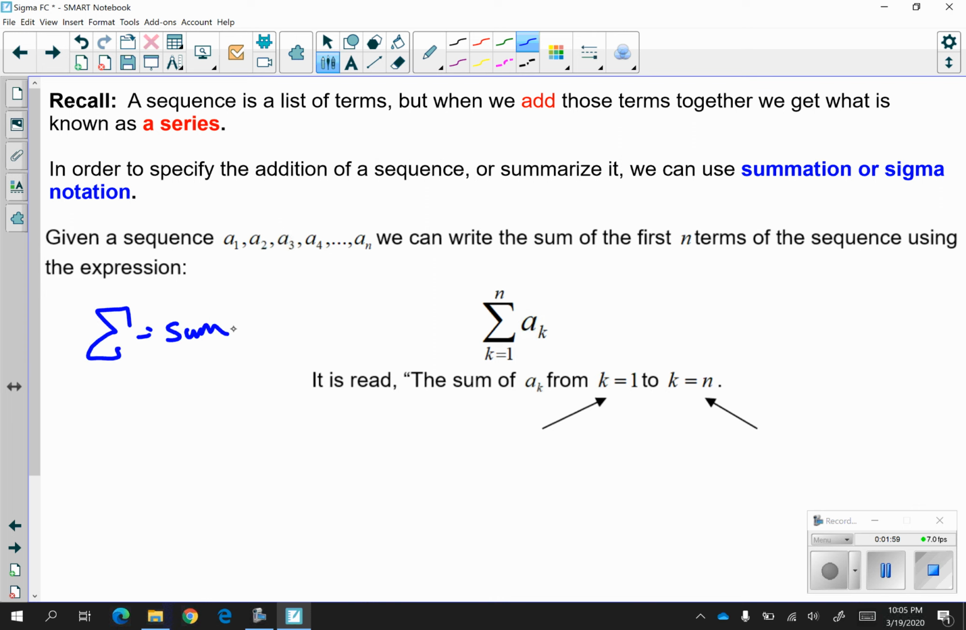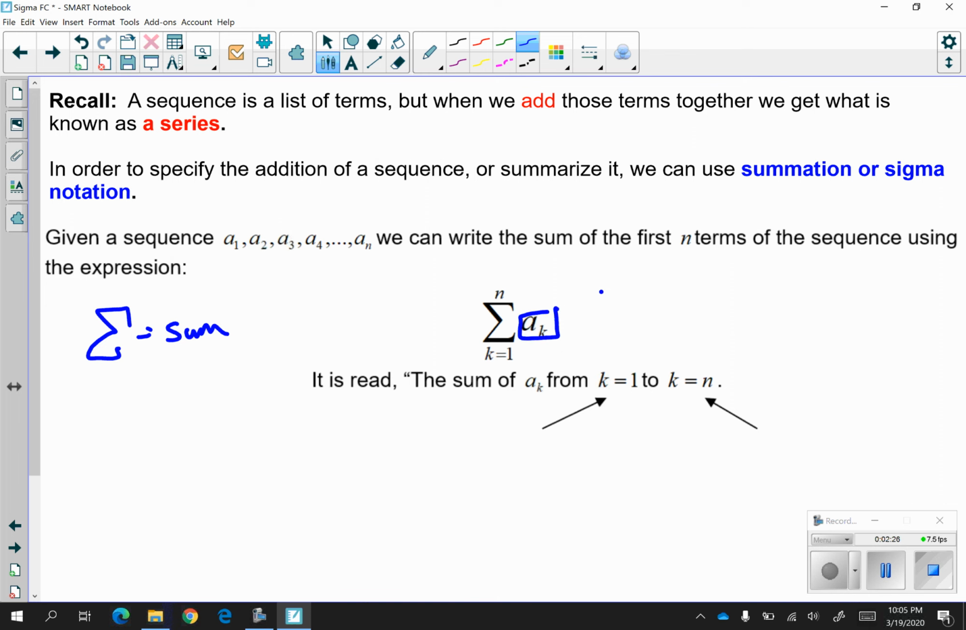We use Greek letters a lot in math. Like if you ever see the change in y over the change in x, we know that delta, the Greek letter, represents change. However, every time you see the letter sigma, that's going to represent the sum. So we have the sum of what? The sum of a sub k.